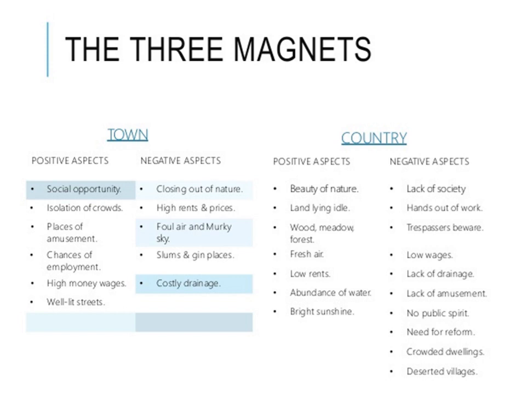While considering the three magnet concept, he considered the two elements, namely town and country, and also the positive and negative aspects of each. The positive aspects he studied were social opportunity, isolation of crowds, places of amusement, chances of employment, high money wages and well states. Whereas he considered the negative aspects like lack of society, hands out of work, low wages, lack of drainage, lack of amusement, need for reform, foul air and murky sky, slums and green places, costly drainage.